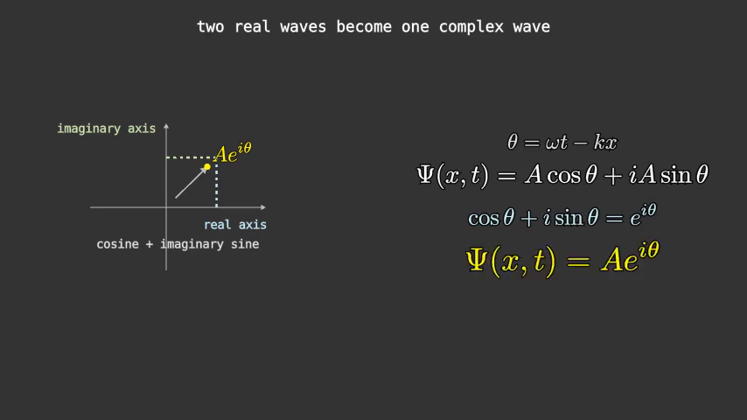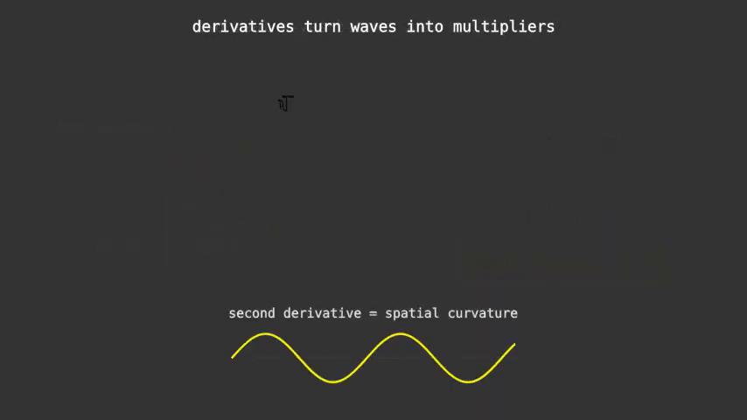Psi of x and t equals A cosine theta plus i A sine theta. Theta is the phase. In the paper, the phase is omega t minus kx. The symbol k measures how fast the phase changes in space. The symbol omega measures how fast the phase changes in time.